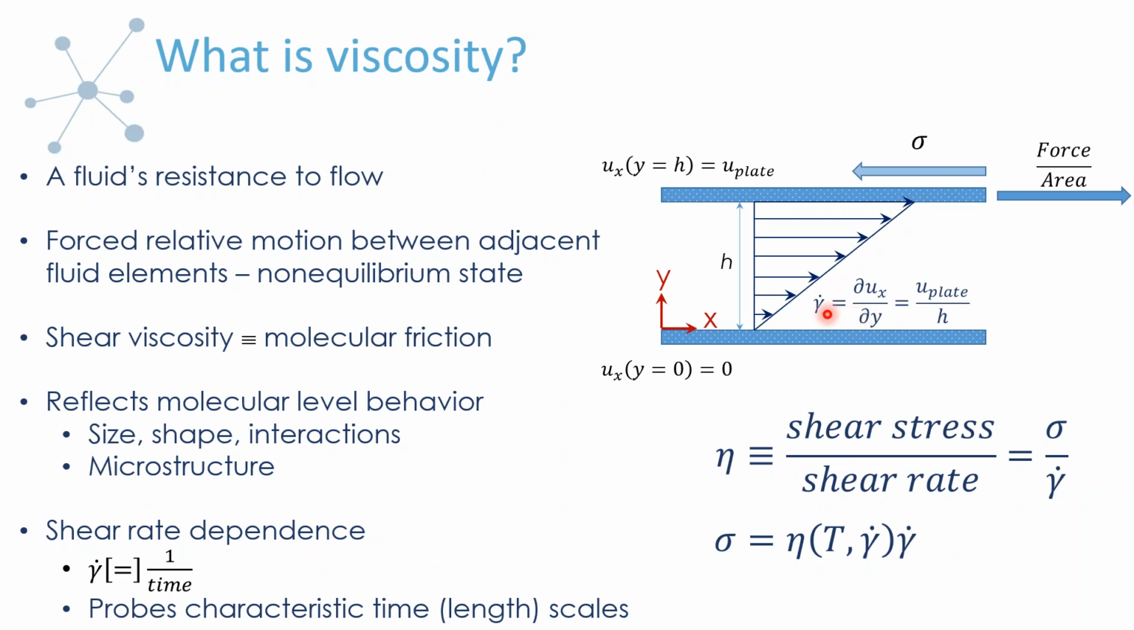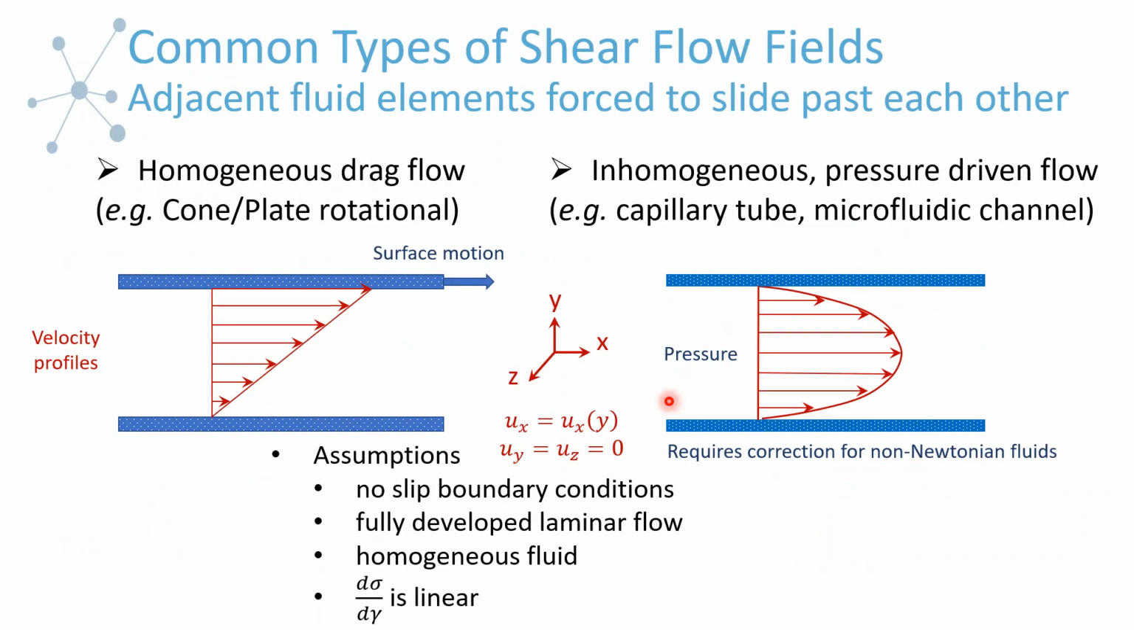And so, like I said before, viscosity, eta, is equivalent to the shear stress exerted on the fluid divided by the shear rate that the fluid is experiencing. And so with that, I'd like to continue on some types of flows that we see when we're measuring viscosity on different rheometers and viscometers.